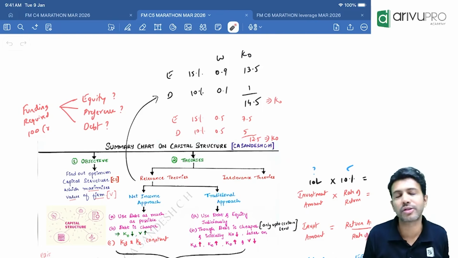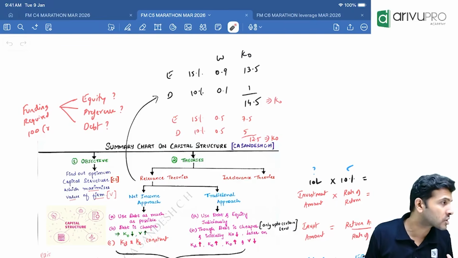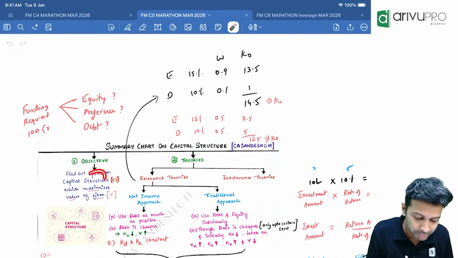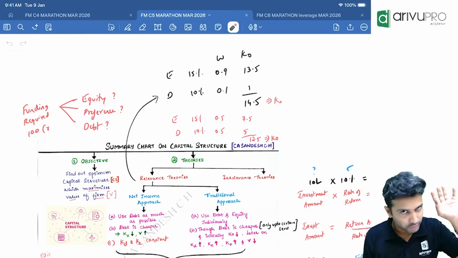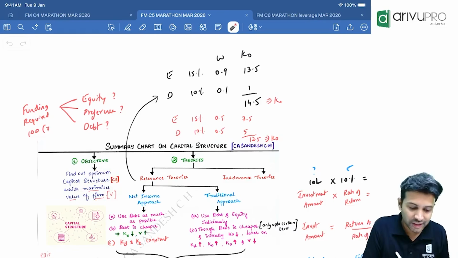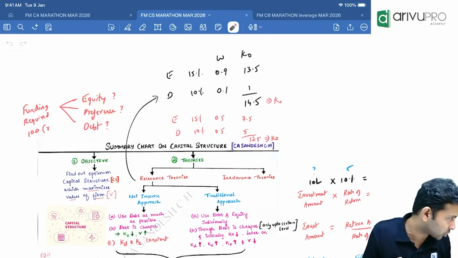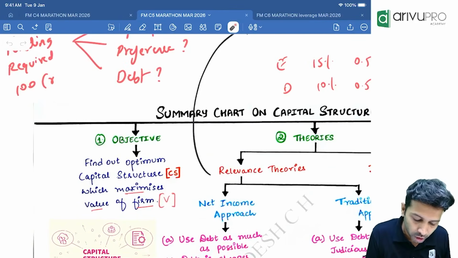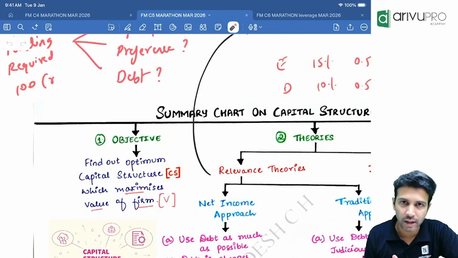Now from which source of finance should you raise the money so that the overall cost of capital, that is KO, is minimum and the value of the firm is maximum? Should we raise the money from equity, preference shares or debt? From what source should the company raise the money so that the overall cost KO is minimum and the value of the firm is maximum? That's the scope of this particular topic.